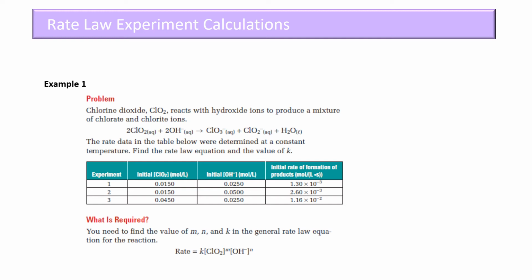In analyzing this problem, what is required? Well, we will need to find the values of m, n, and k in the general rate law equation for the reaction, written as rate equals k[ClO2]^m times the concentration of [OH-] to the order n.